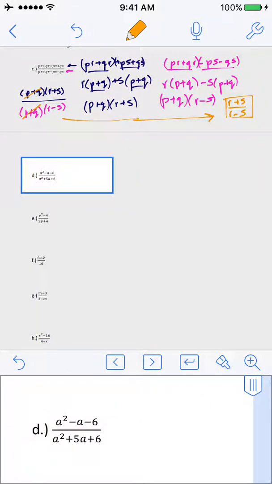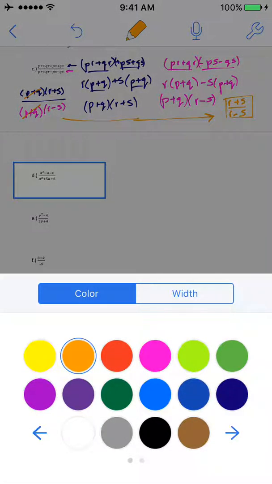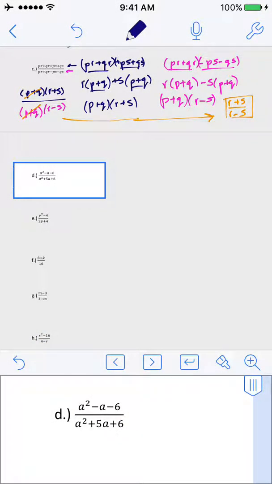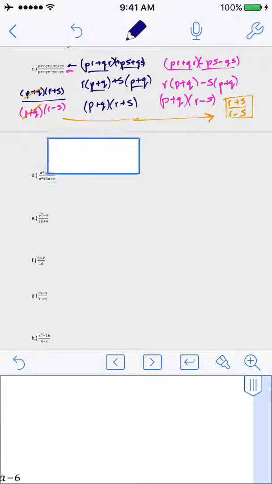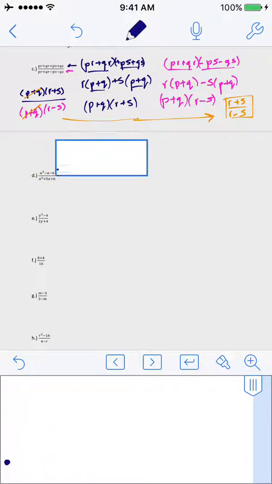All right, let's try another one. Here's D. Oh, yay, some more factoring. Again, I can't cancel anything right now because they're all being added and subtracted. I can't cancel addition and subtraction. It doesn't work like that. So I'm going to have to factor both of these. Factor the top one. So let's see.